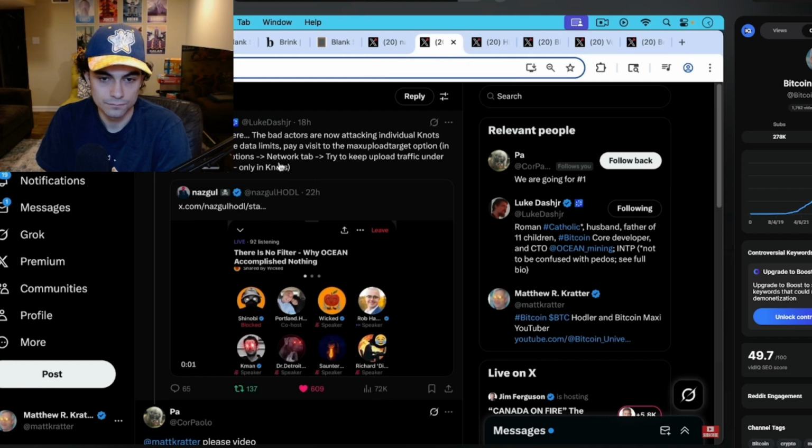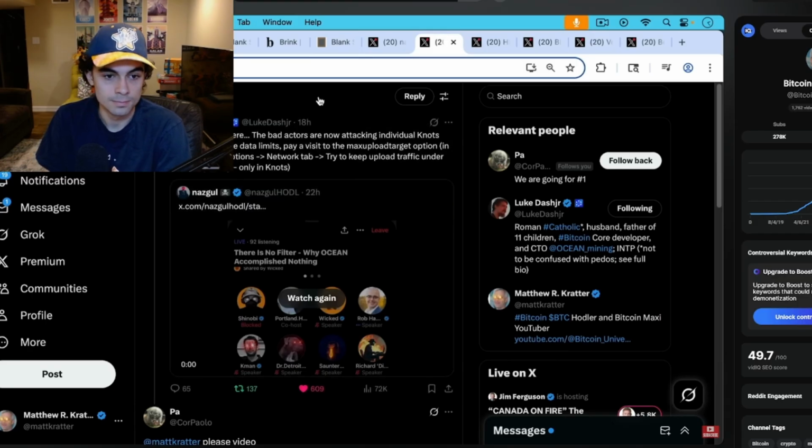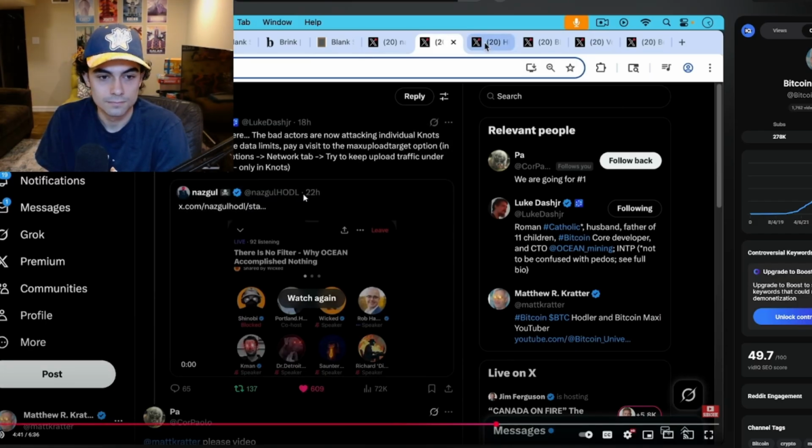The bad actors are now attacking individual Knots nodes. And again, this is a vulnerability that Knots inherited from Core, so it's not something that Luke did. But if you have data limits, pay a visit to the max upload target option in the GUI under options, go to network tab, try to keep upload traffic under however many megabytes per day.